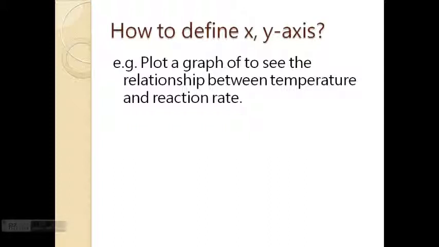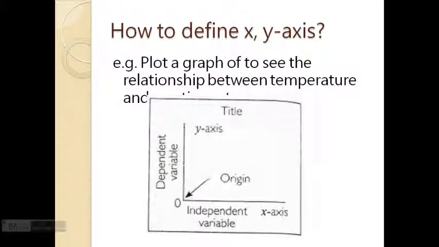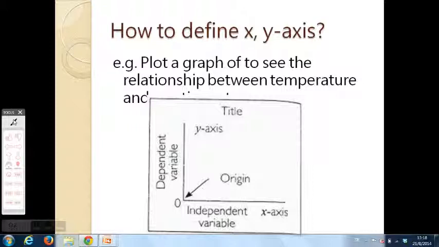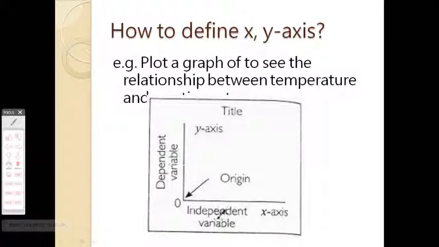Now let's see. Actually, there is a rule. That is, you have to put the independent variable in the x-axis and the dependent variable in the y-axis. Mind you, if you have forgotten already, independent variable means the things that you change. Say, if I'm doing this experiment to see the relationship between the temperature and the reaction rate, then I have to change the temperature. I change it from 10 degrees to 20 to 30, and then I test their reaction rate and measure the reaction rate.